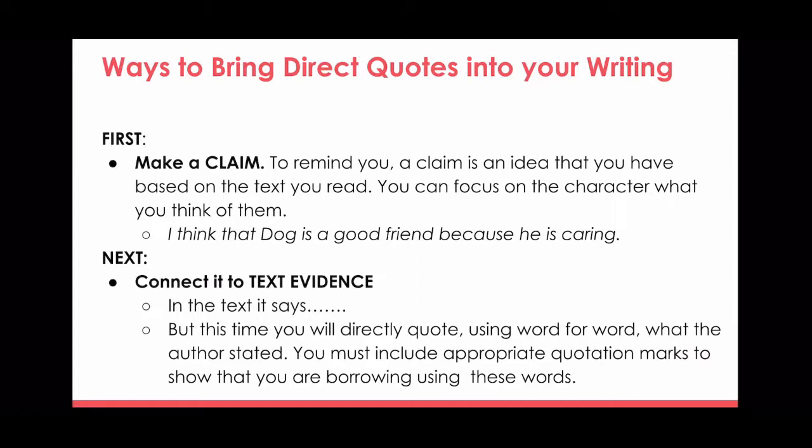And then the second step is connecting it to text evidence. So we've been practicing this with pushing our thinking by saying in the text it says, or for example, or the author states. So you want to connect it to text evidence. But this time you will directly quote, meaning you are using word for word what the author states. And I'm going to show you what that's going to look like.